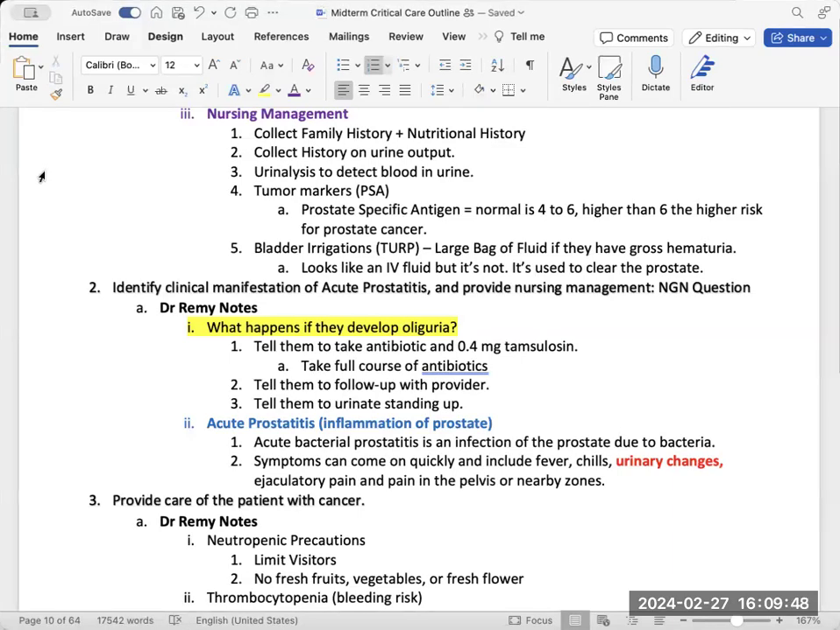Okay, thank you. I just wanted to ask because I don't want to explain anything I don't know. If the exam asks about the surgical procedure, or bladder irrigation, just know it is the transurethral resection of the prostate, or TURP. That's what it is.